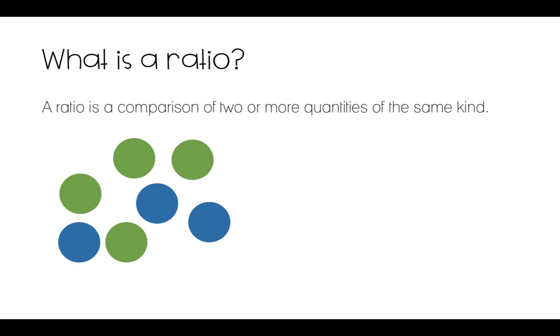So let's begin by talking about what is a ratio. A ratio is us comparing two or more quantities of the same kind. If we use these green and blue dots as an example, and we compare the number of green dots to the number of blue dots, we have 4 green dots to 3 blue dots, which means we have a ratio of 4 to 3.